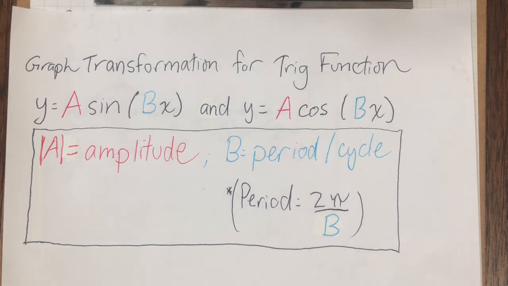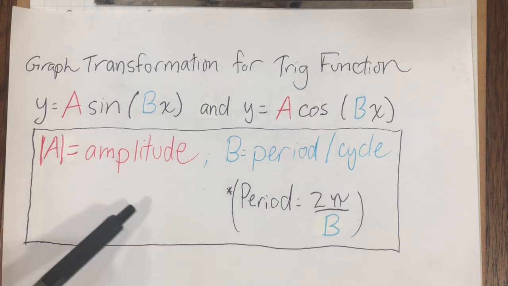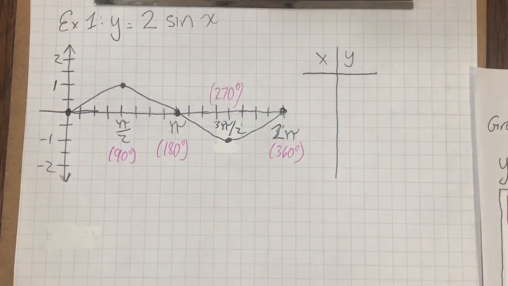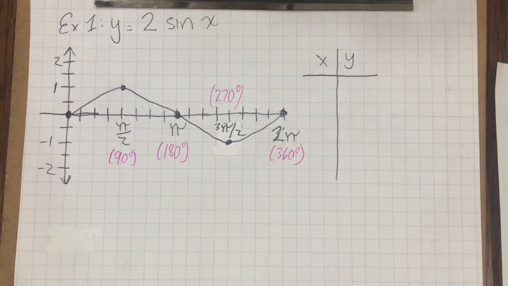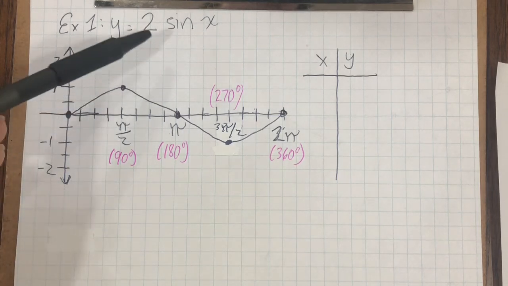So let's take a look at a few examples where we see the graph transformation based on a number changing the amplitude or the period. For the first example, we have y equals 2 times sine of x. We see that we have 2 in front of sine of x. And over here, I have the graph for the parent function. Earlier, in the previous video, we already established the original graphs for sine of x and cosine of x. So we're going to see how this graph changes when we have the 2 in front.